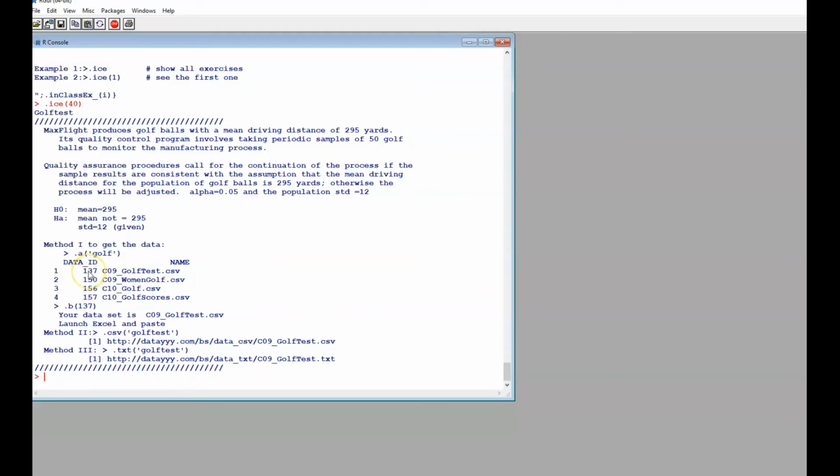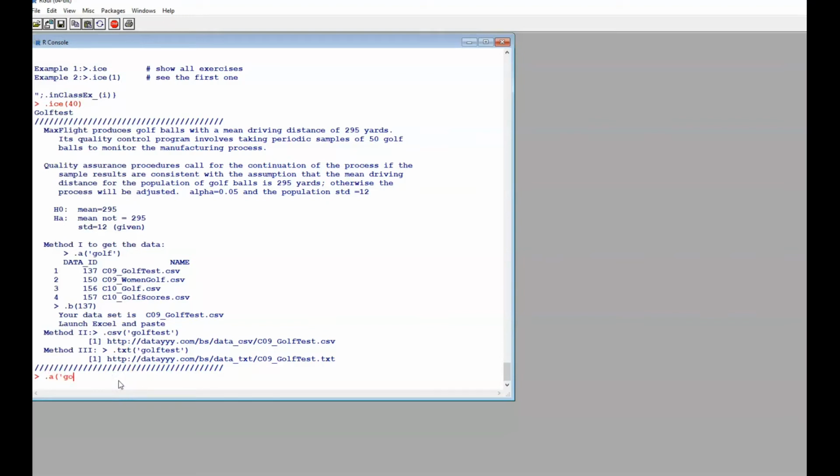So data ID 137, then you type dot B 137. Then I copy the dataset to Excel. Alternatively, you can go to this web page to download the CSV file, or go to this web page to download the TXT file. Method 1 is excellent for the Windows user, and for the Mac user, you can use method 2 or method 3. I'm going to use method 1.